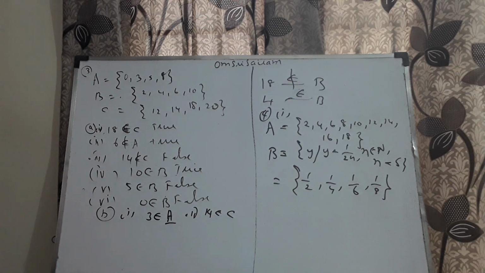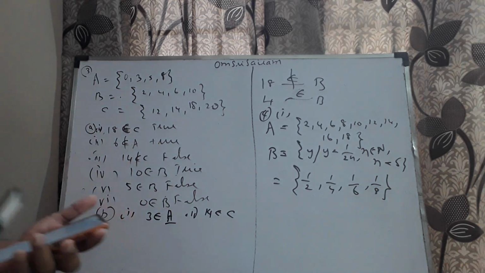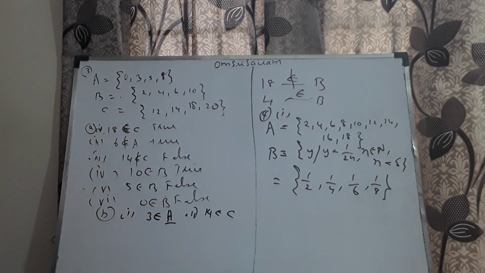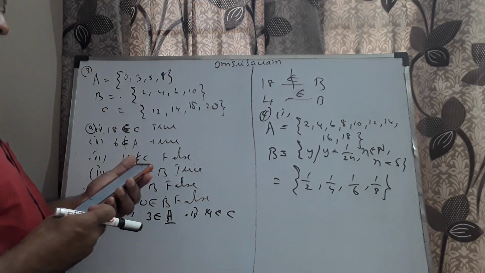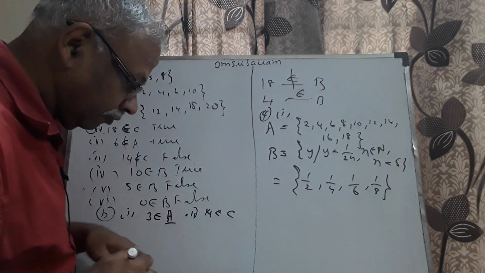Perfect cube means 1 cube, 2 cube, that is 1, 8, 27, 64. Such numbers are called perfect cubes. Cubes of various numbers, or when I take the cube root, it will be a whole number. That is the real meaning of perfect cube. The third submission says x is a perfect cube.